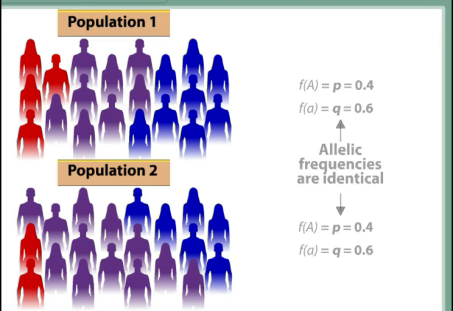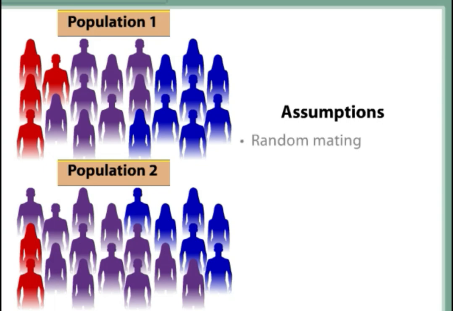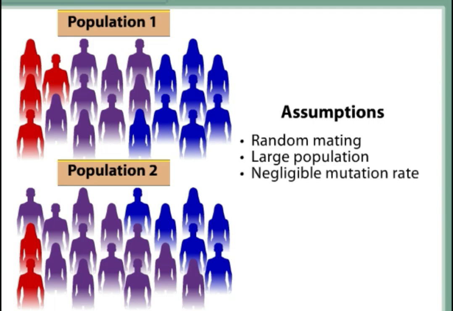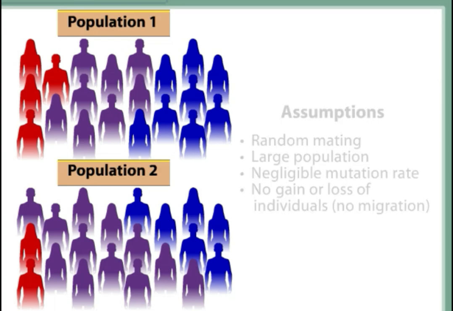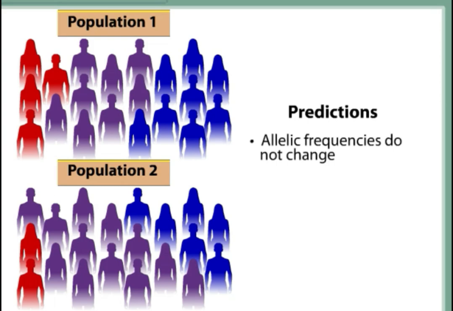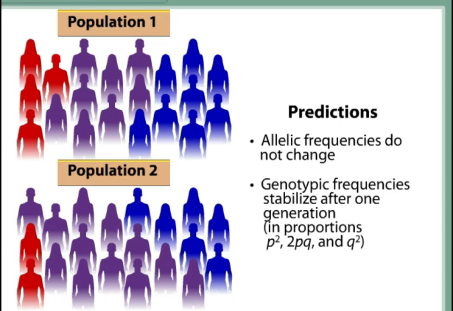These sample populations are derived from populations in which mating is random, population size is large, mutation rate is negligible, and there is no gain or loss of individual members, migration. Under such conditions, the Hardy-Weinberg law describes how reproduction and Mendelian genetics affect the allelic and genotypic frequencies. For such populations, the Hardy-Weinberg law predicts that allelic frequencies do not change from one generation to the next, and that genotypic frequencies will stabilize after one generation in proportions p squared, 2pq, and q squared.